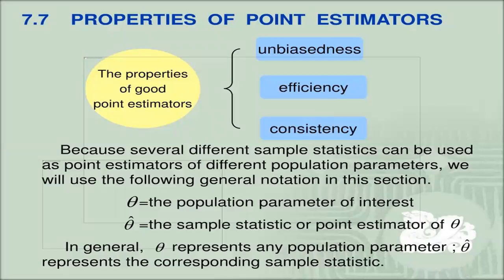In the case of the properties of point estimators, we have seen the good properties should be unbiasedness, sufficiency, and consistency, because several different sample statistics can be used as point estimators of the different population parameters. We will use the following general notations during the session: theta as the population parameter and theta hat as the sample statistic or the point estimator of theta. In general, theta represents any population parameter and theta hat represents the corresponding sample statistic.